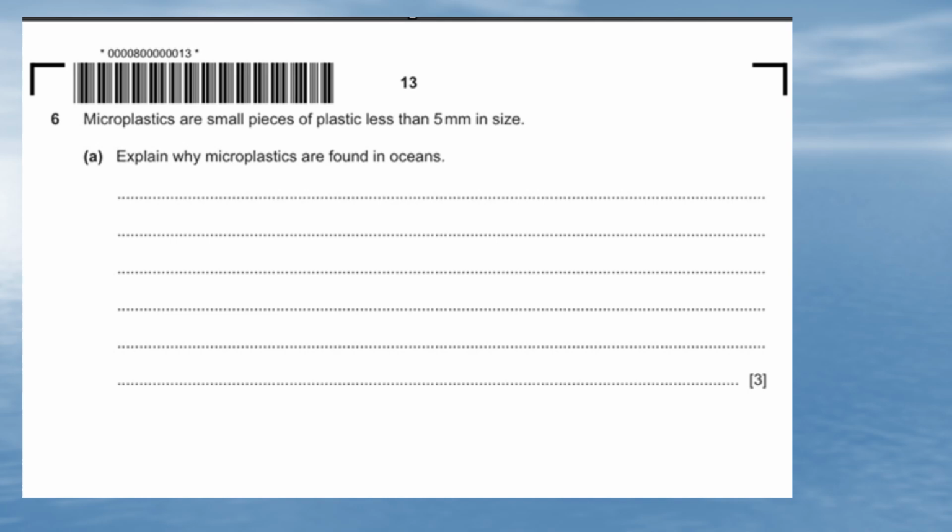Here is a question that seems quite simple, but where you can easily lose a few points. They ask about microplastic, and they want you to explain why microplastic is found in the ocean. When I talk to students about this question, they often say, well, plastic ends up in the river and then it ends up in the sea and gets broken down to microplastic. And while that is entirely correct, Cambridge here wants you to be more specific. So here is how I would answer it.